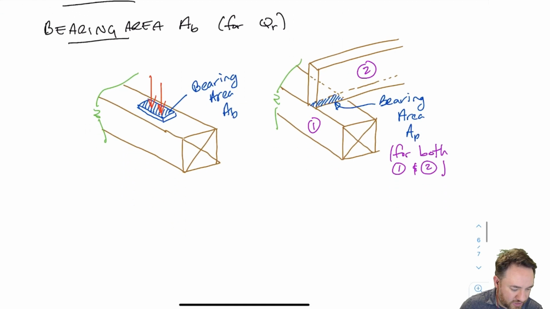What about if I'm calculating my QR prime, which is my squeezing load, and then I need an average bearing area? What does that look like?